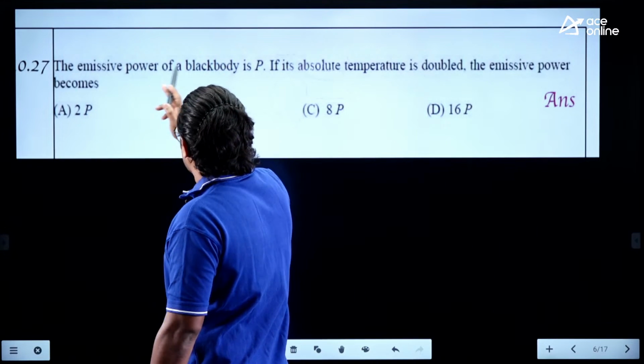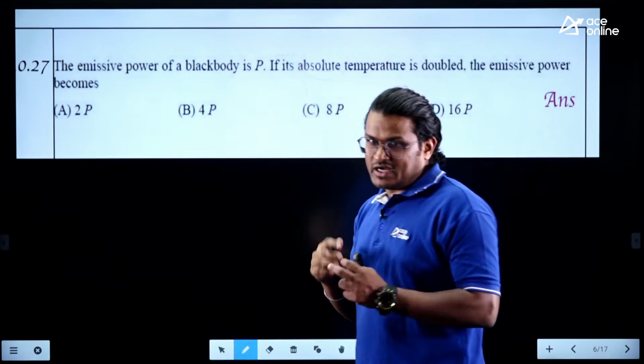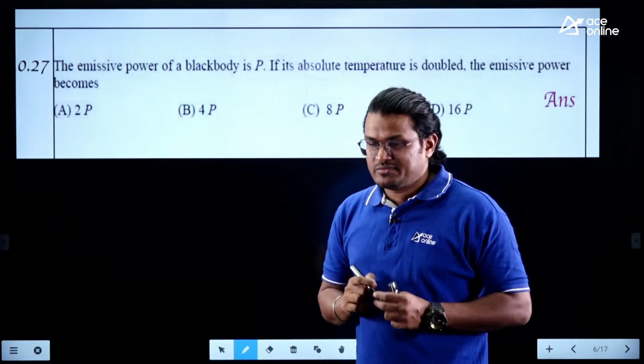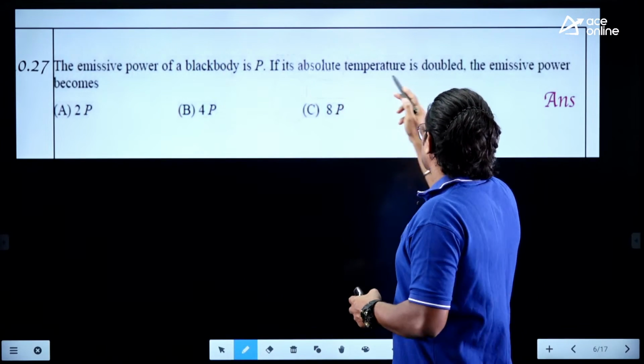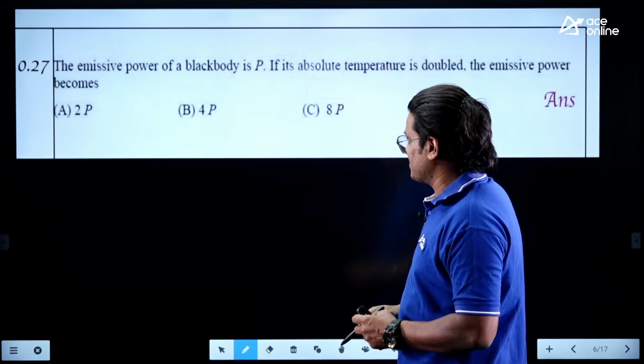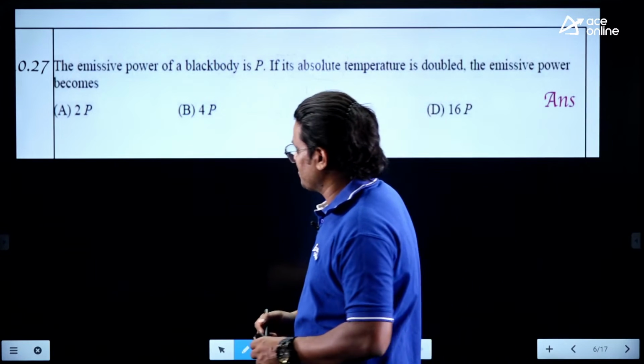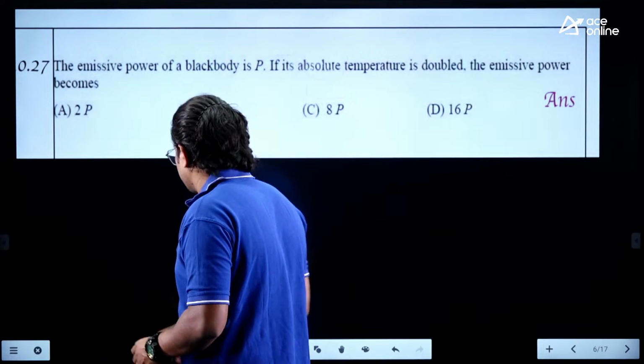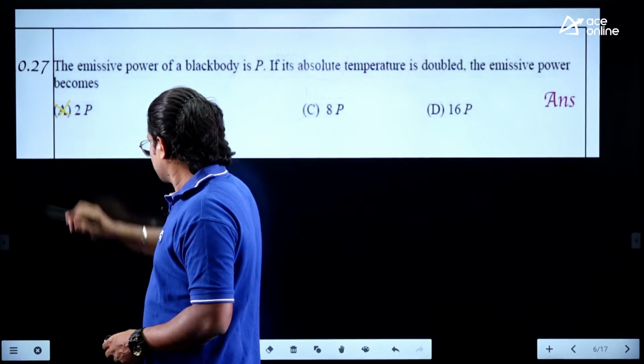The emissive power of the black body is P. So, let us say the black body emissive power is P. If its absolute temperature is doubled, then emissive power becomes? See, the examiner will put a trap here. So, 2P?